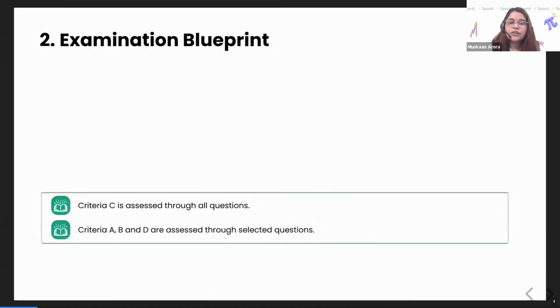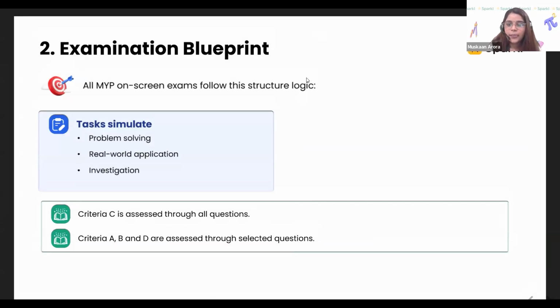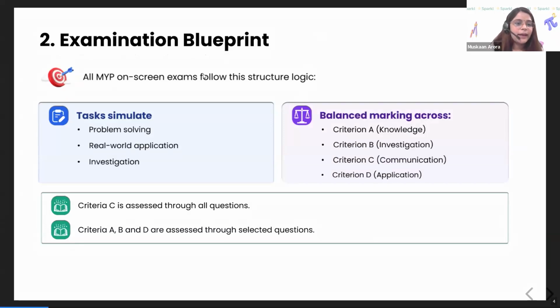Now, something on the examination blueprint. We know that the exam has tasks which simulate problem solving, real world application, and investigation. Criterion C is assessed through all the questions, while A, B, and D are assessed through selected questions only, right? There's a balance in the marking across all four criteria. It's not like one of the criteria will be heavily assessed and the others will not be, right?